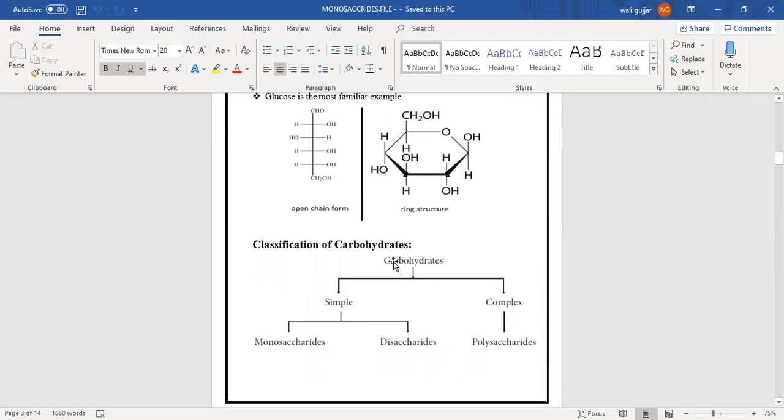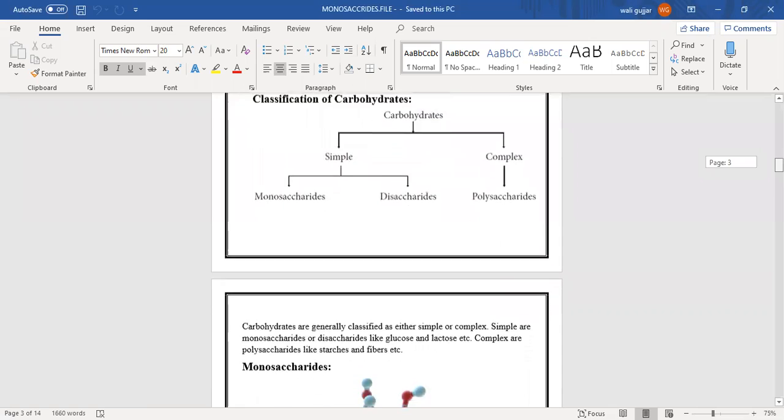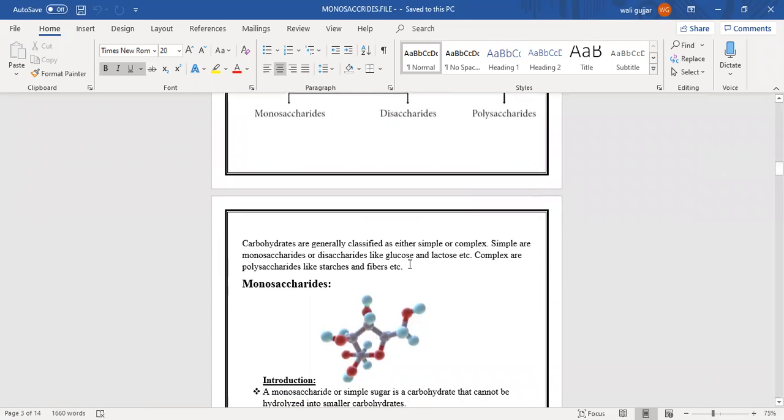Then classification of carbohydrates. Carbohydrates are basically classified into two main classes, simple and complex. Simple carbohydrates are further classified into two classes, monosaccharides and disaccharides, but complex carbohydrates are polysaccharides. Glucose and lactose are examples of the simple carbohydrates, and starches and fibers are examples of the complex carbohydrates.